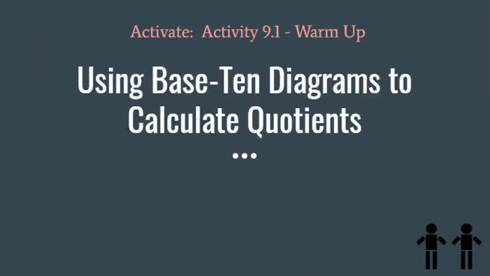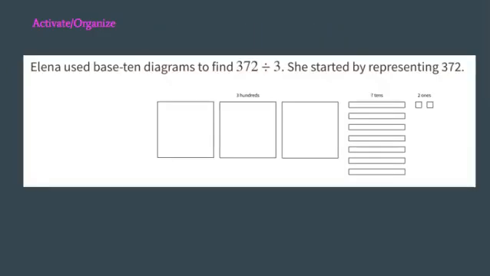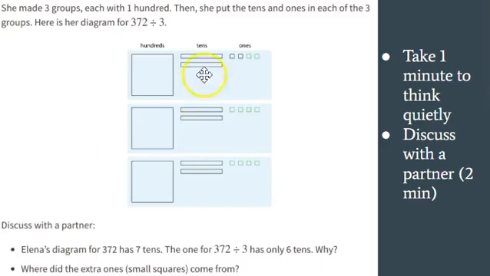Okay, so we're going to use some base 10 diagrams to calculate quotients. So we're just going to take a look at this real quick. Lana used these base 10 diagrams to represent 372 divided by 3. So this was her diagram, breaking it up into 3 equal groups. Where did these little extra small ones come from? Because we only had 2, right?